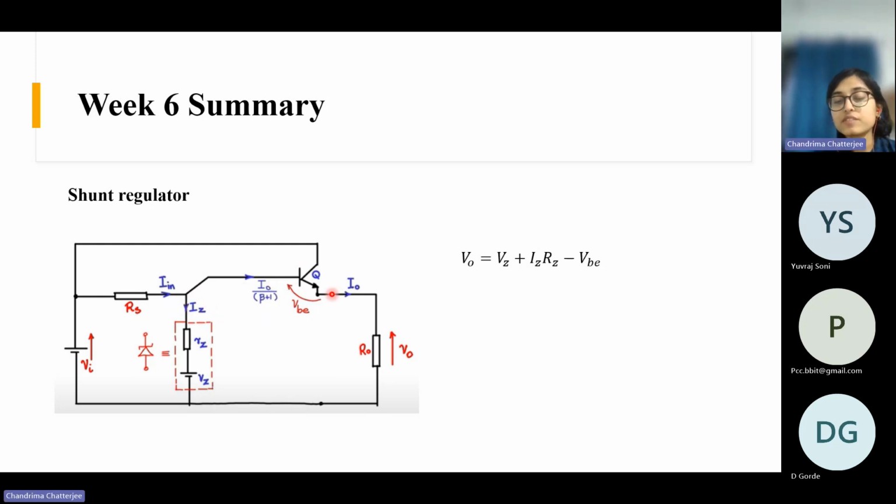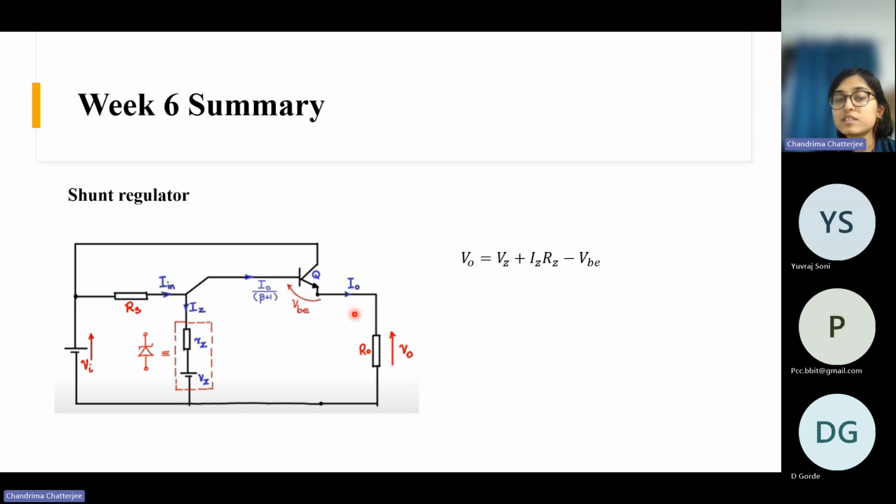And the base current, if this is the load current, and the load current is equal to the emitter current of the BJT, so the base current is I naught by beta plus 1. We already studied beta, right? This is the current gain of this BJT. We also denote it as HFE. So if I naught is the emitter current, the base current is I naught by beta plus 1.